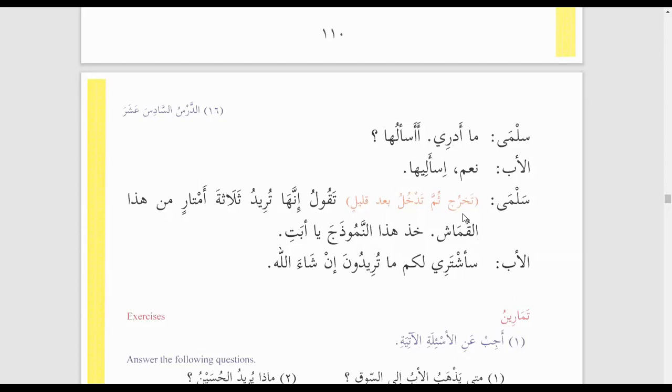Salma takhruju, leaves, thumma tadkhulu, then she enters, ba'da qalilin, after a while. So she leaves and enters after a while.